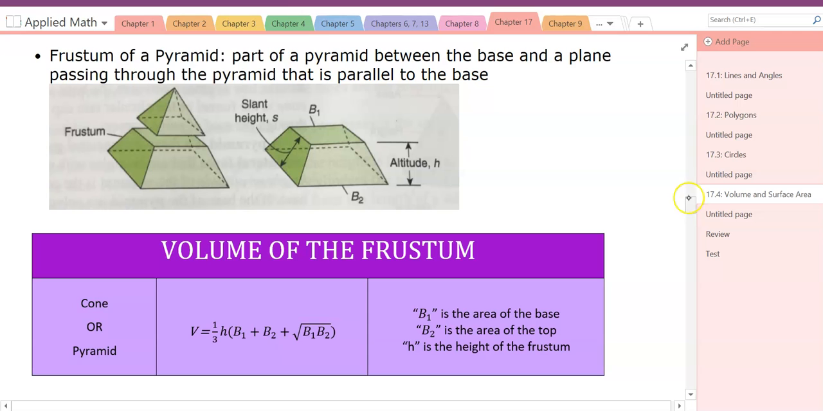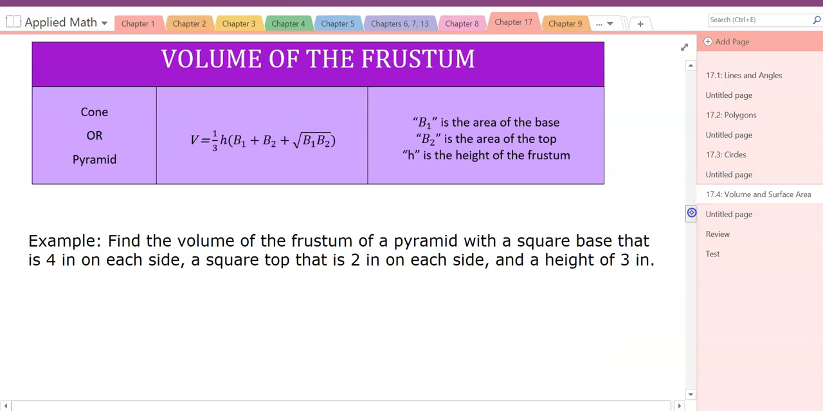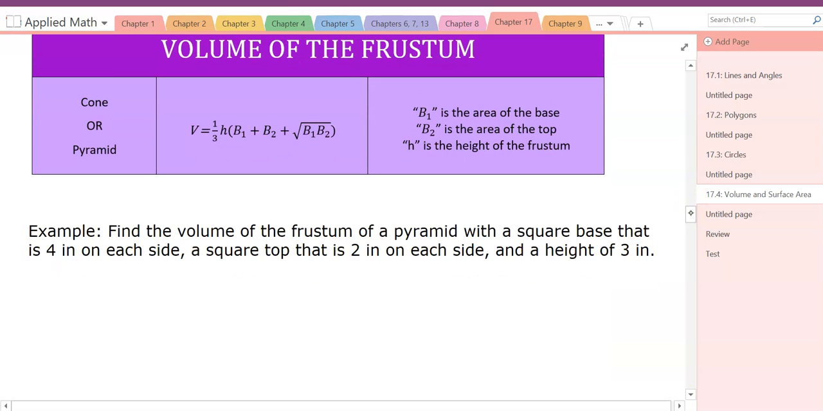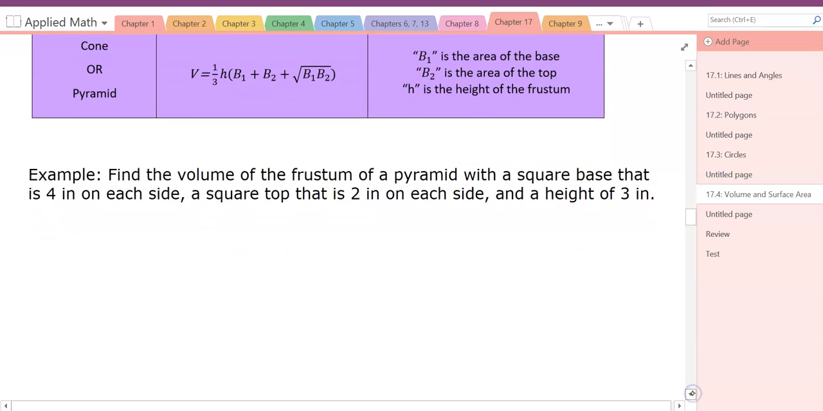So let's do an example here so you can see how this would work. I'm going to keep the formula right there for us so we can see it. Find the volume of the frustum of a pyramid with a square base that is 4 inches on each side and a square top that is 2 inches on each side. And the height is 3. So both of our bases are squares, so we need to find the area of both of those by doing our side squared again.